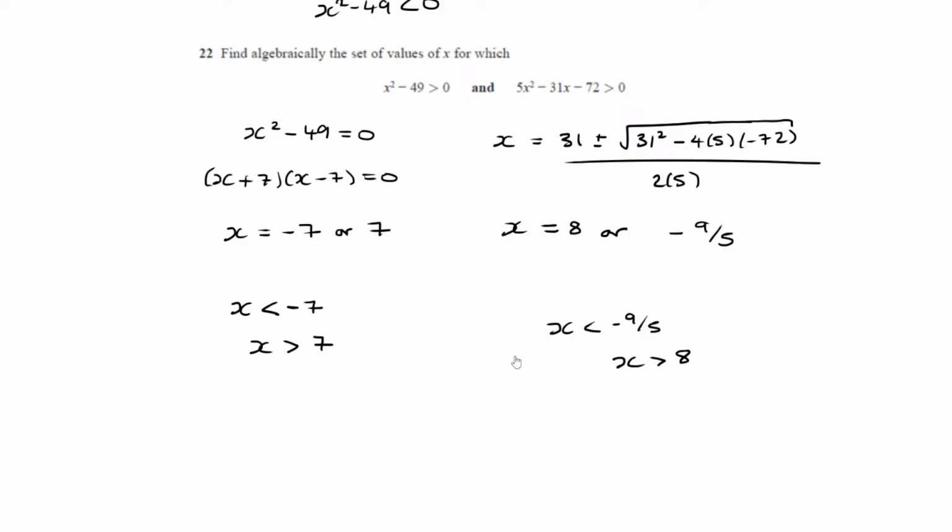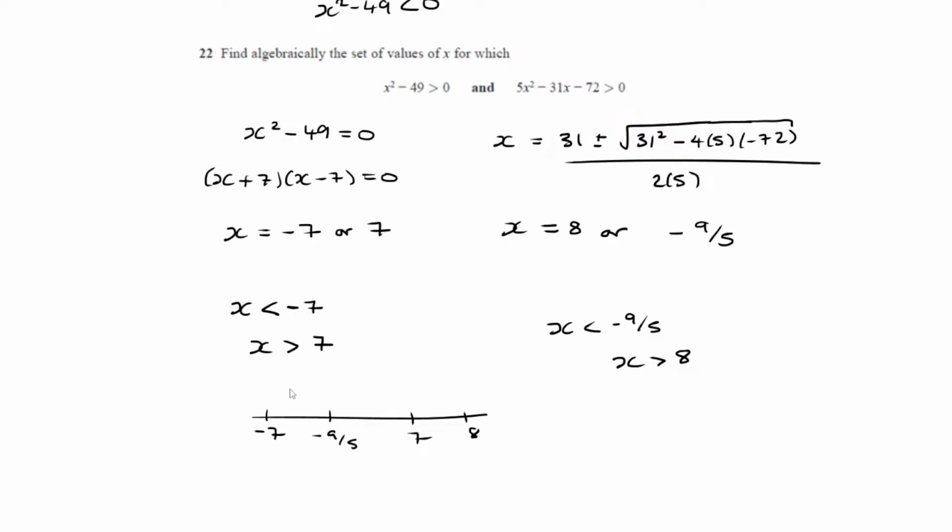We want to have an answer, a set of values for x that works for both, because currently it's still separate. Now, you might be able to just figure it out by looking at that, but if you don't, you can always draw a number line. So I just roughly, it doesn't have to be to scale. -7 is obviously the smallest, then you've got -9/5, then you've got 7, and then you've got 8.